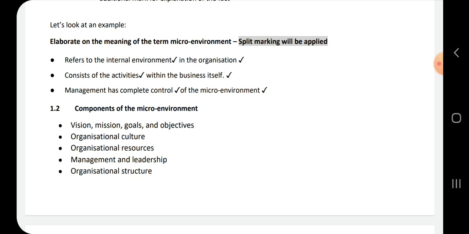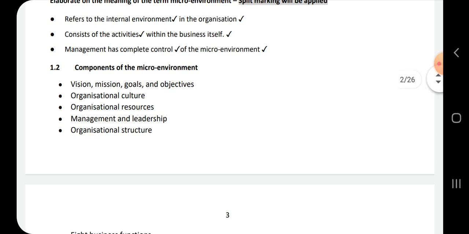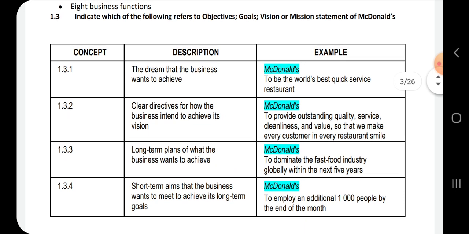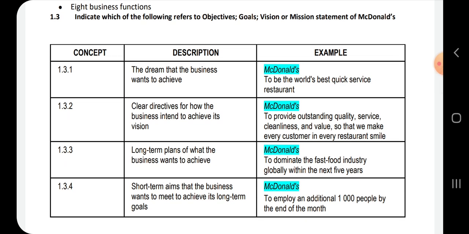So as you know, the components of the micro environment are: vision, mission, goals, objectives, organizational culture, organizational resources, organizational management and leadership, organizational structure, and the 8 business functions. So let's say indicate which of the following refers to objectives, goals, vision, and mission. Vision and goals are the same. It's where you want to be.